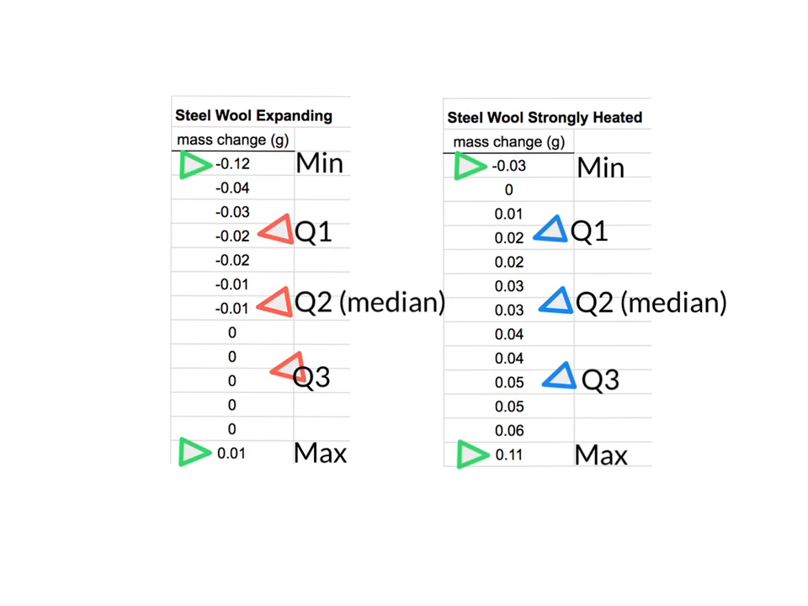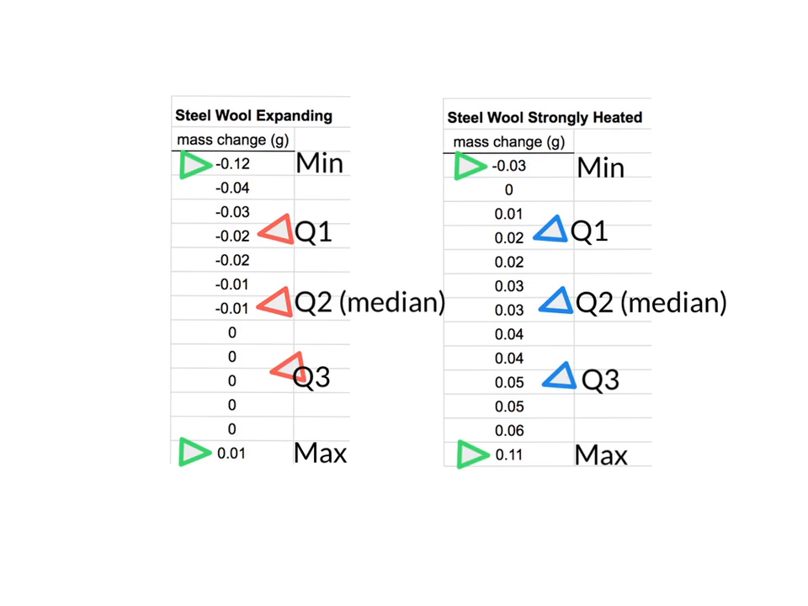There are 5 key points needed to make the box and whisker plot. These points mark the upper and lower boundaries of each quartile. They are the minimum, Q1, Q2, or the median, Q3, and the maximum. The minimum and maximum values are readily found at the 2 ends of the ordered data sequence. The median is the middle value, the midpoint of the sequence, as you can see marked on the tables.